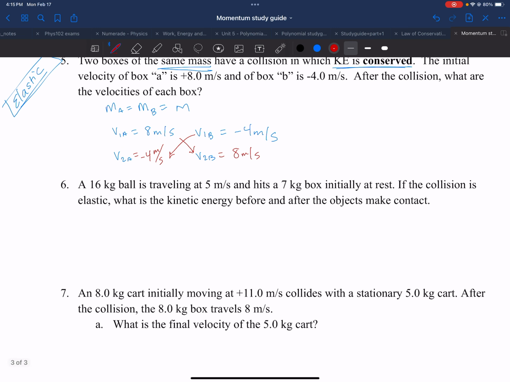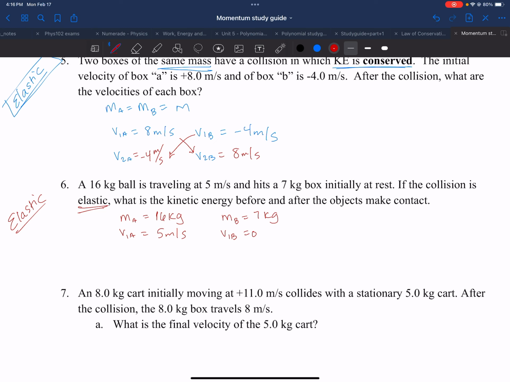All right, number 6. A 16 kilogram ball is traveling, so mass A, 16 kilograms, V1A, 5 meters per second, and hits a 7 kilograms, so that would be B, initially at rest. So V1B is equal to 0. If the collision is elastic, all right, so I don't even have to figure it out here. What is the kinetic energy before and after the object makes contact?